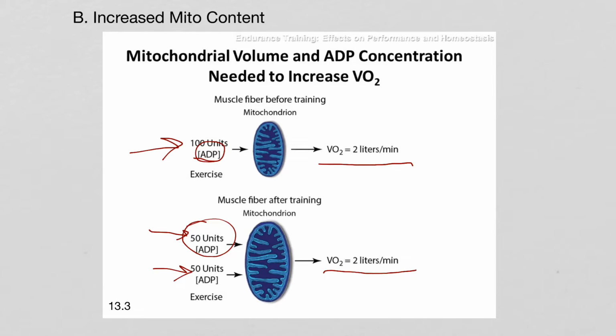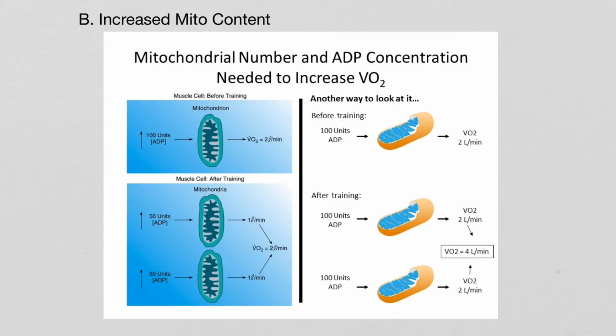I'll try to illustrate this in another way because I know this is a difficult concept. I've taken a previous figure in your book that actually, instead of increasing the size, they increase the number, and I think this one sort of makes sense. So if we look at the top, 100 units of ADP going in gives us a VO2 of 2 liters a minute. That's just like the one we saw before.